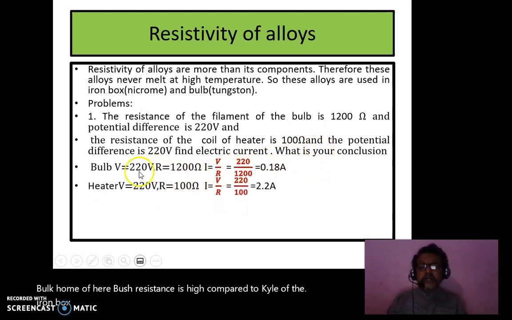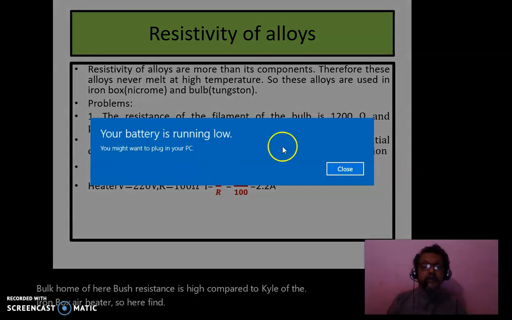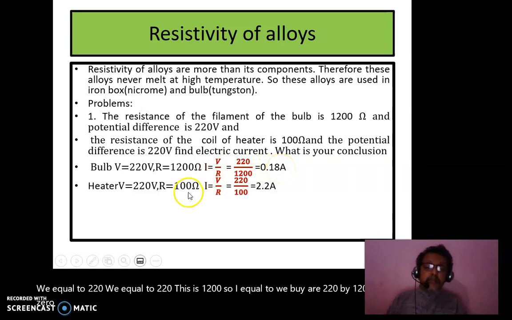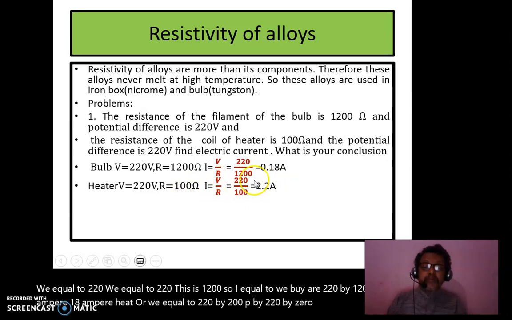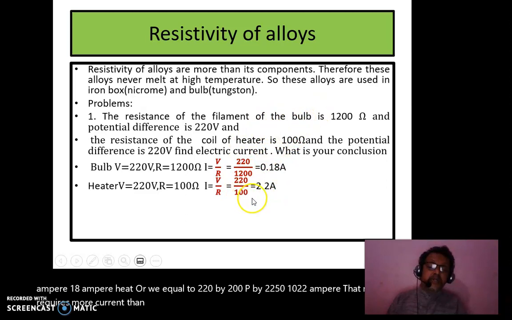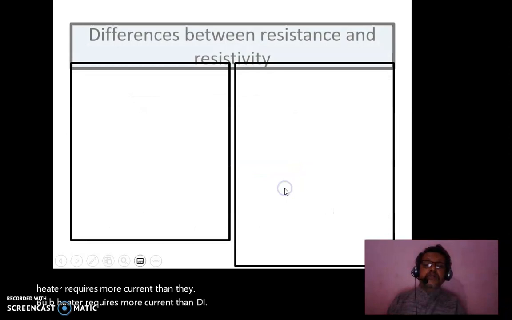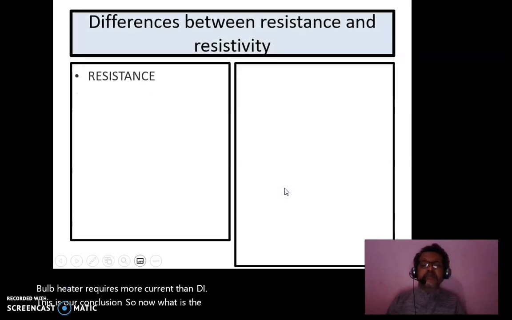So here V equal to 220, R equal to 1200. So I equal to V by R, 220 by 1200 equal to 0.18 ampere. Heater: V equal to 220, R equal to 100. 220 by 100, 2.2 ampere. That means the heater requires more current than the bulb. This is our conclusion.